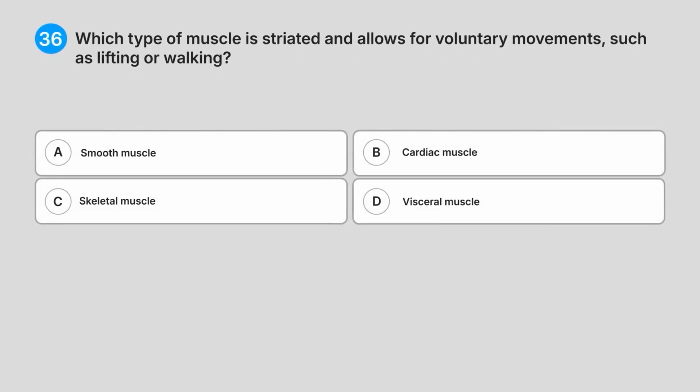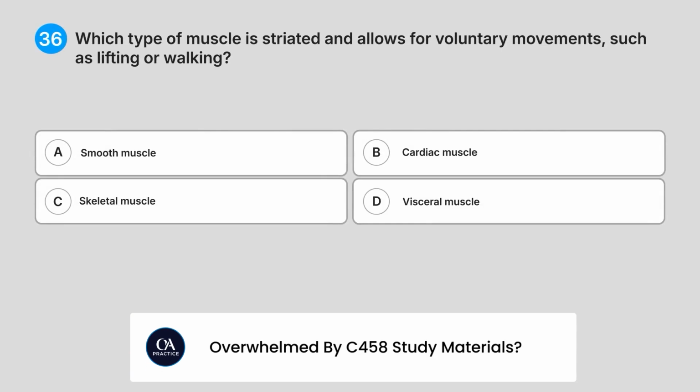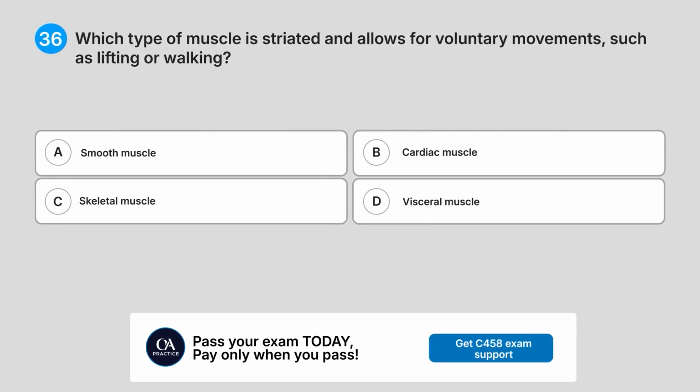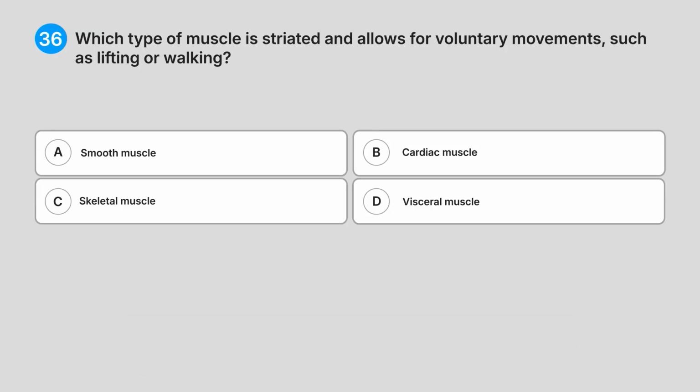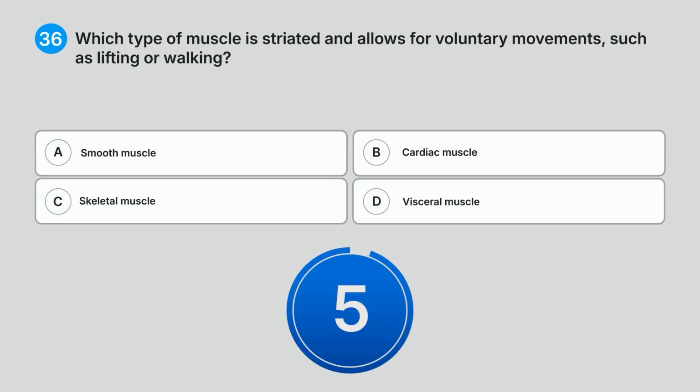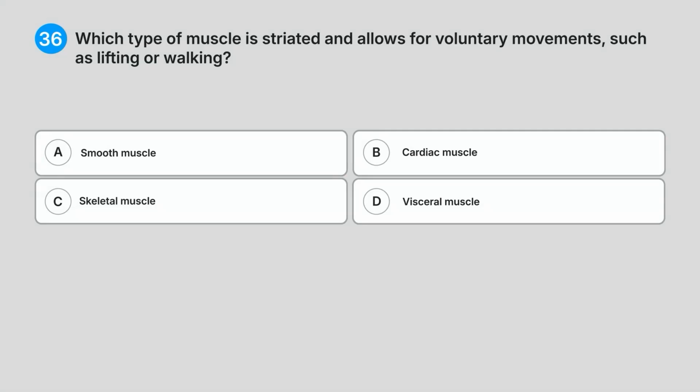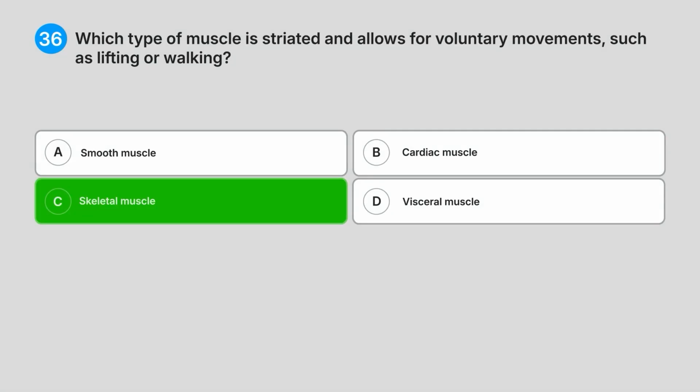36. Which type of muscle is striated and allows for voluntary movements such as lifting or walking? A. Smooth muscle. B. Cardiac muscle. C. Skeletal muscle. D. Visceral muscle. What do you think is the answer? Correct answer, C. Skeletal muscle.